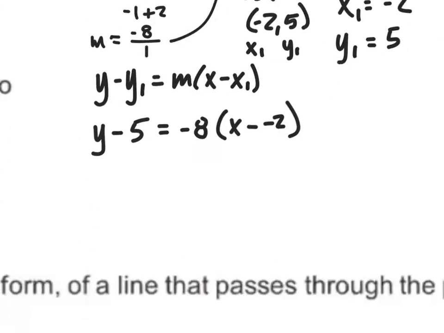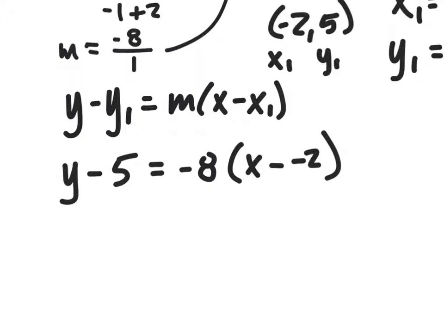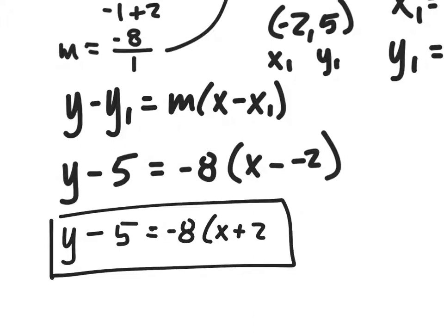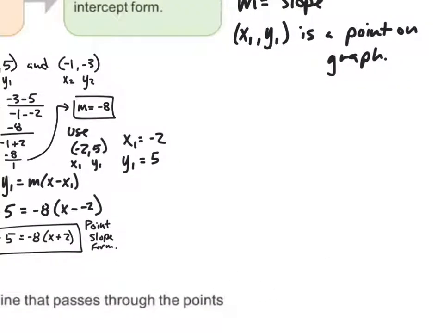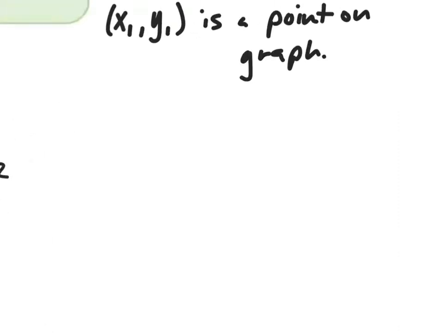Now what I want to do is simplify this. This is currently, y minus 5 equals -8 times x plus 2. This is in point-slope form, but what I want to do is put this into slope-intercept form. So I'm going to solve this equation for y. Let me do that up over here: y minus 5 equals -8 times x plus 2.